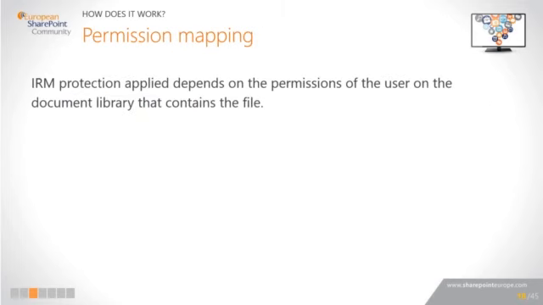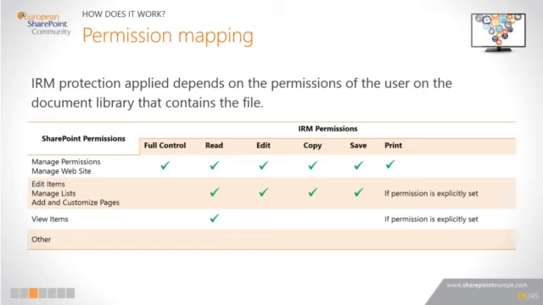When protecting a file, SharePoint will check what the user's permissions for that file are in SharePoint, and will map them to IRM-specific rights, which will then be embedded in the protected document. This is the mapping matrix used by SharePoint. A user with manage permissions or manage website will have full control over the document. This means unrestricted access, much like if there was no protection at all, though the file will be encrypted.